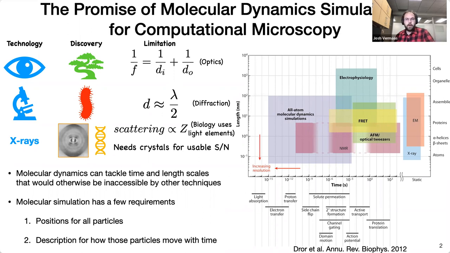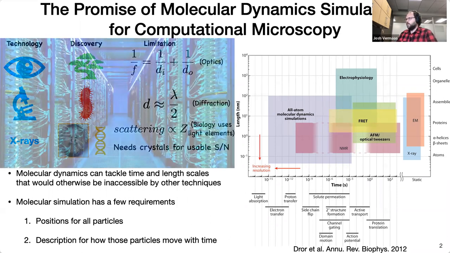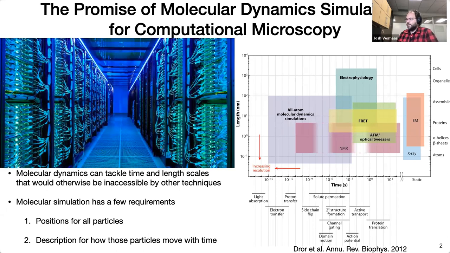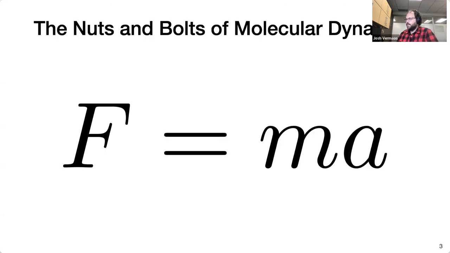And molecular simulation is a really powerful tool, but it has two big requirements. We need the positions for all the particles, and we need a description for how those particles move in time. All right, so again, we can use this on large supercomputers. And what this boils down to, for those of you who are unfamiliar, because this is a bioinformatics department and so there's a broad range of folks working in different things, is Newton's laws of motion, right? So the force that is experienced on every atom in our molecular simulation system is going to be equal to the mass of that particle times the acceleration that particle feels.